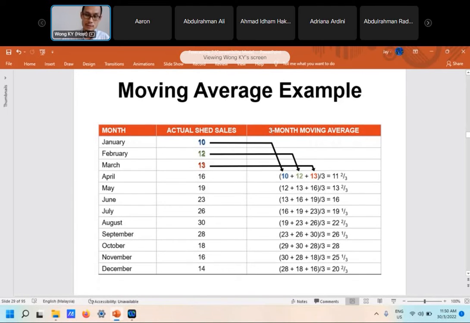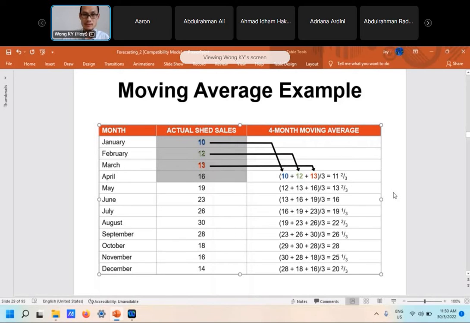In the question, this question says 3-month moving average, so I take a 3-month moving average. But if it is 4 months, it's the same. If it is a 4-month moving average, then you will need to have at least four actual demand data before you can calculate a 4-month moving average.